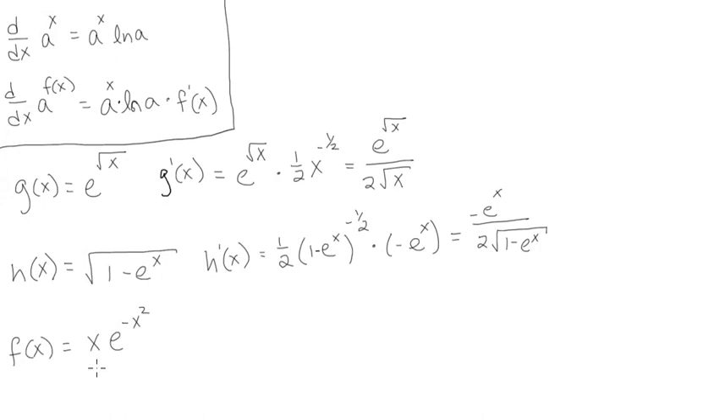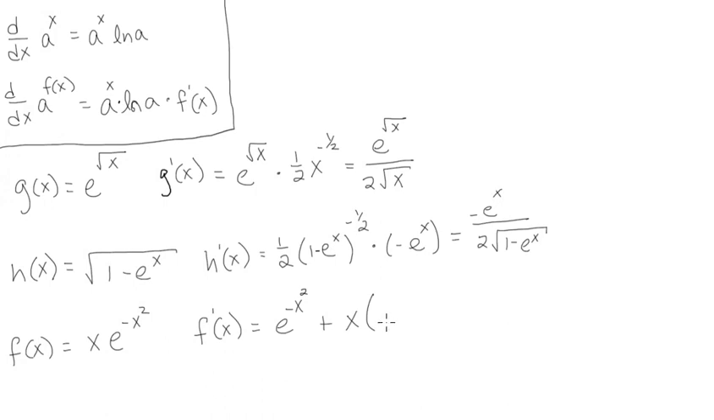Finally, for this last one, we'll need to apply the product rule. So we have the derivative of f with respect to x. We take the derivative of the first term, which is just 1, times the second term unchanged, plus the first term unchanged times the derivative of the second.